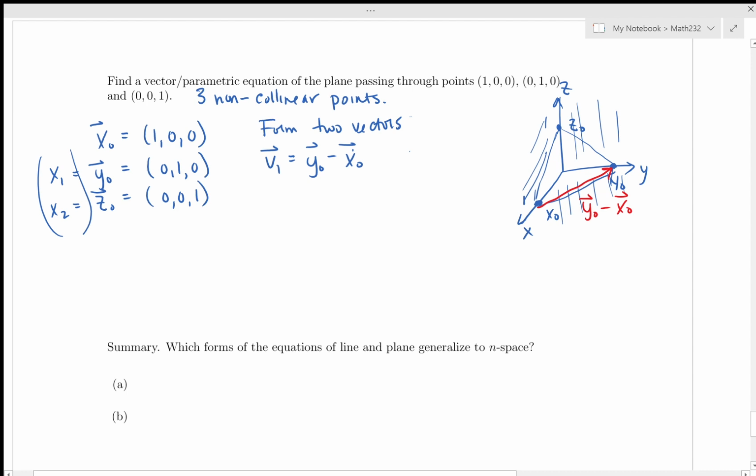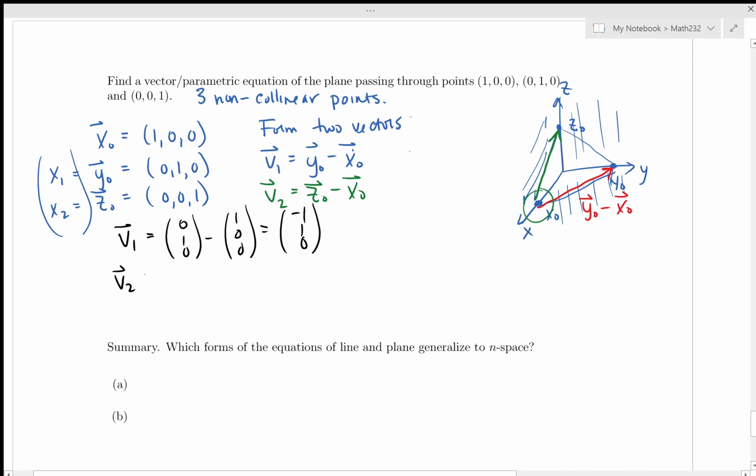Then we want to form a second vector, v2, and that is going to be z naught minus x naught, and that is this guy here. We've still got this point here, x naught. So I will actually make those calculations and get the actual numbers. v1 is y naught, 0, 1, 0, minus x naught, 1, 0, 0, which is minus 1, 1, 0. Then v2 is z naught, 0, 0, 1, minus x naught, which is minus 1, 0, 1.